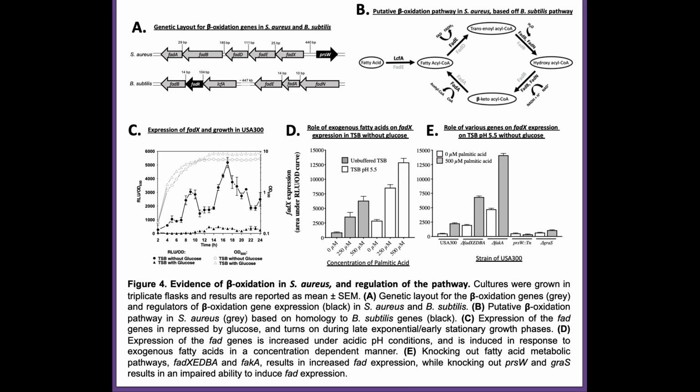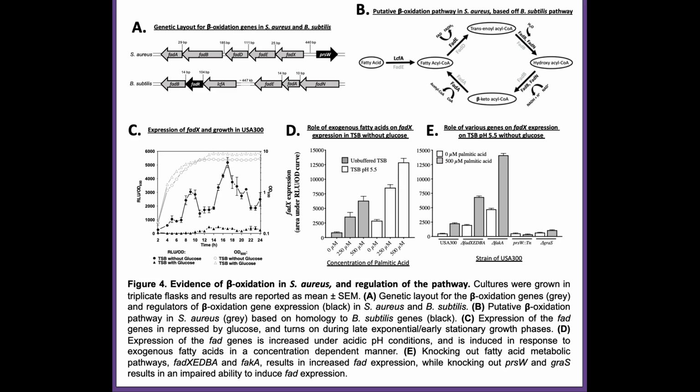In Figure 4d, what we see is that acidic pH leads to higher expression of our fad genes, and furthermore, exogenous fatty acids, seen here as palmitic acid, can increase expression of our fad locus in a concentration-dependent manner. Finally, we wanted to look at the genetic requirements for fad expression. Seen in 4e, knocking out the fad system, which we believe is responsible for beta oxidation, or FakA, another gene known to metabolize fatty acids, we see that there's an increase in fad expression.